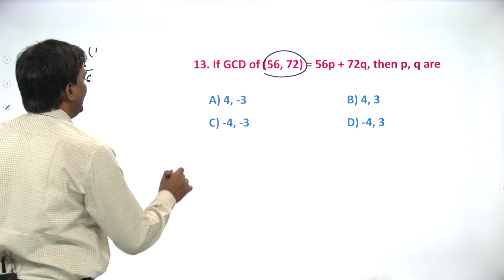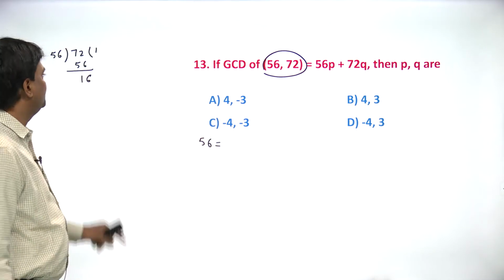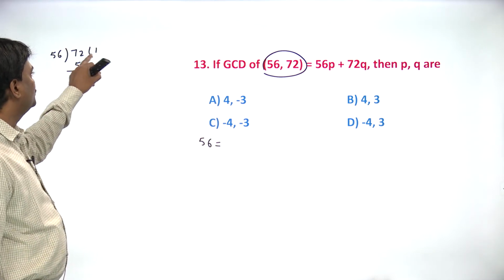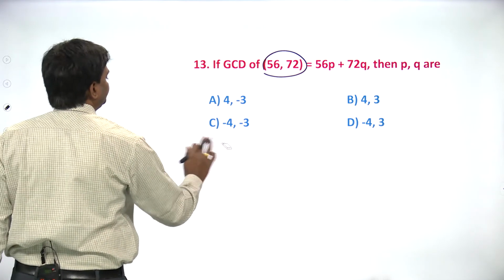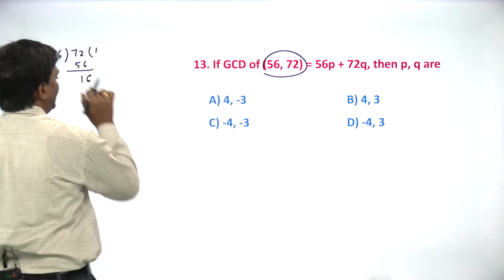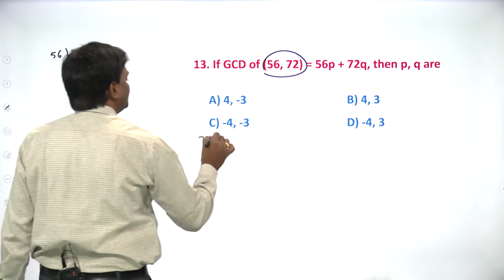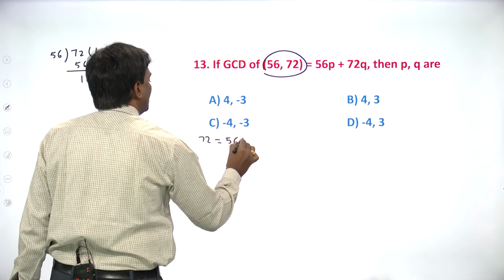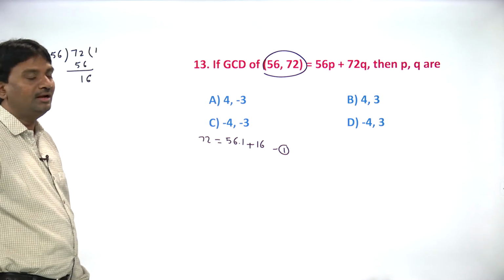So, here we can express 56 equal to 56 into 72. From this we can write 72 as 56 into 1 plus 16. Let us take that as equation 1.